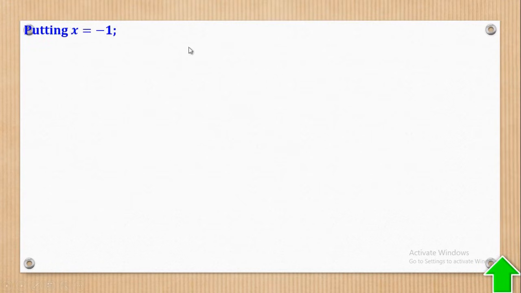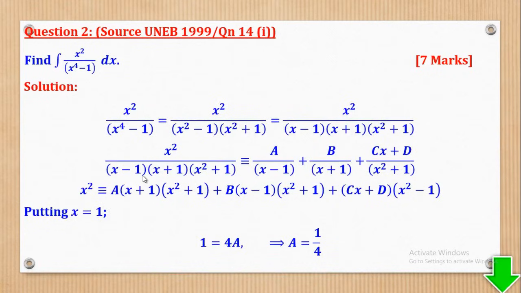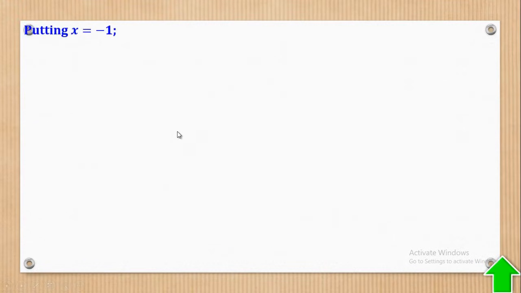So now I'll put x equal to -1. When I put x equal to -1, this one is going to cancel because it will be -1 plus 1, and it will cancel. Also this one will cancel because it will be 1 minus 1, which is 0. So I can get the value of b. So I'll say that my value of b will now be -1/4.